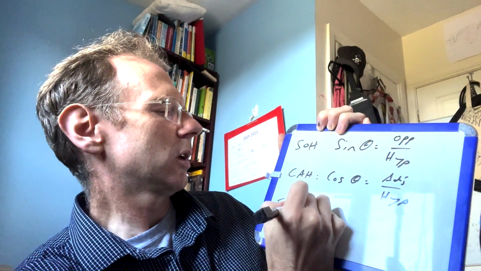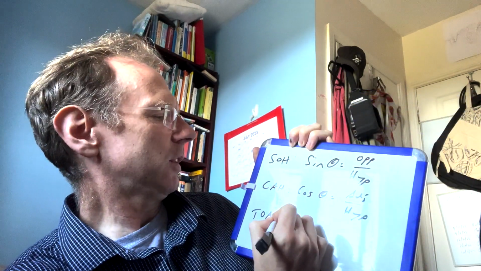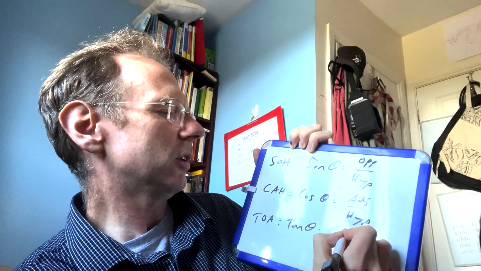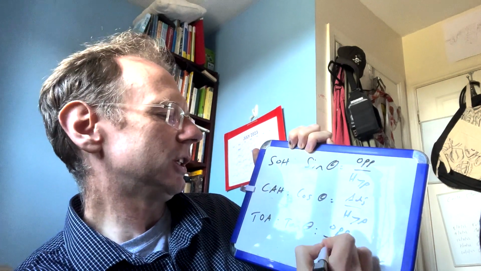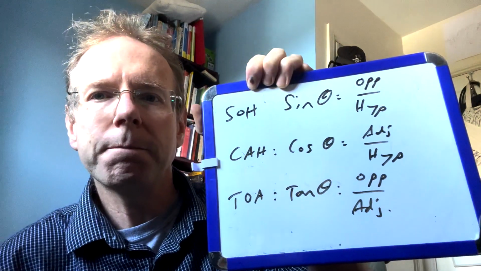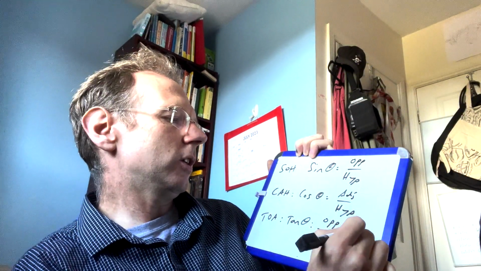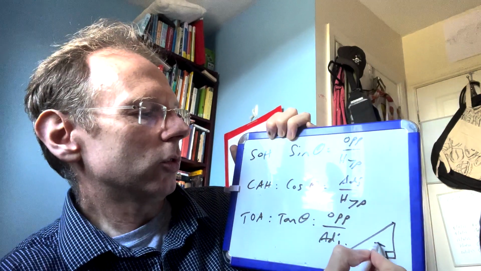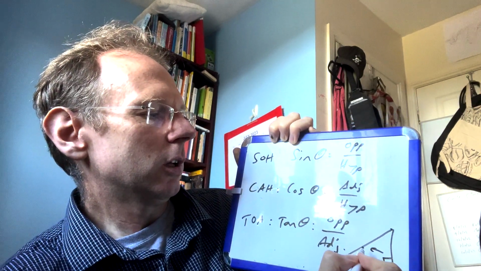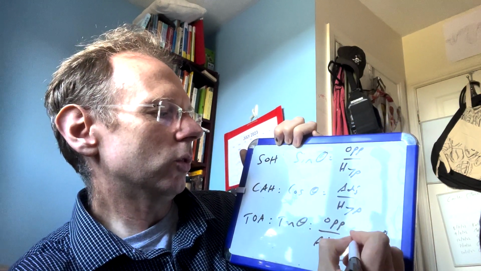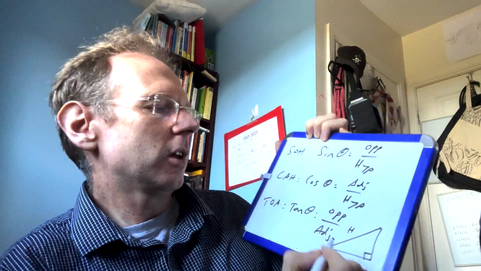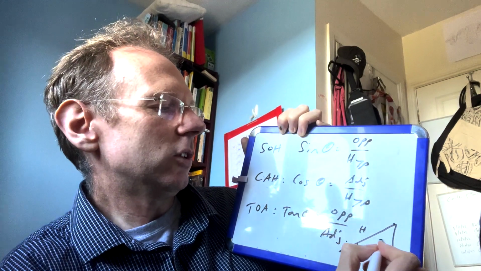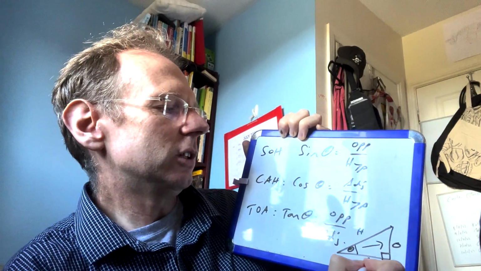Toa is tan theta, opposite over adjacent. Okay, and you've got your triangle here, right angle triangle. So hypotenuse is the longest one, isn't it? If this is your angle here, theta, then that's the opposite, and the adjacent is the extra one.